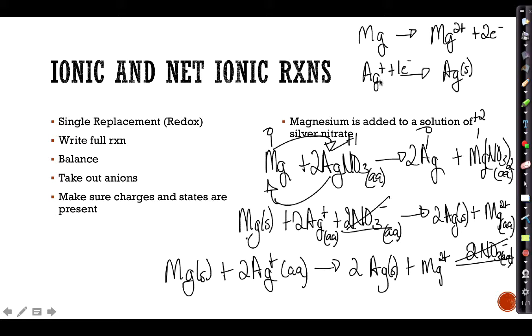And then I would combine them, but I would have to multiply it out by 2. So it would be 2 Ag plus 2 electrons. Don't forget your charges. Produces 2 Ag silvers. Either way, you get the same answer after you combine these two half reactions.